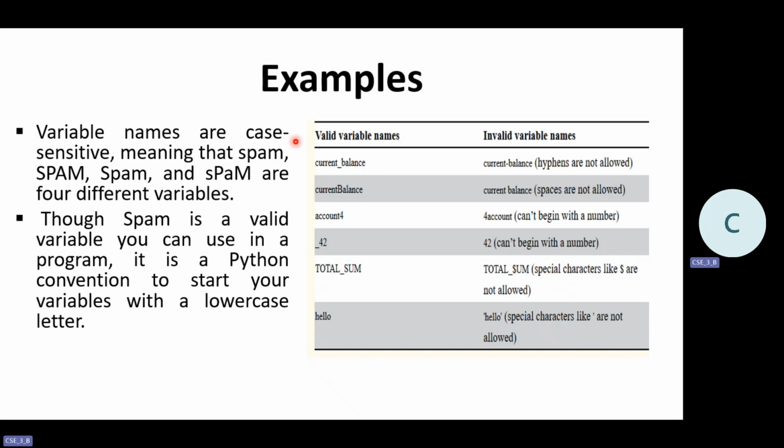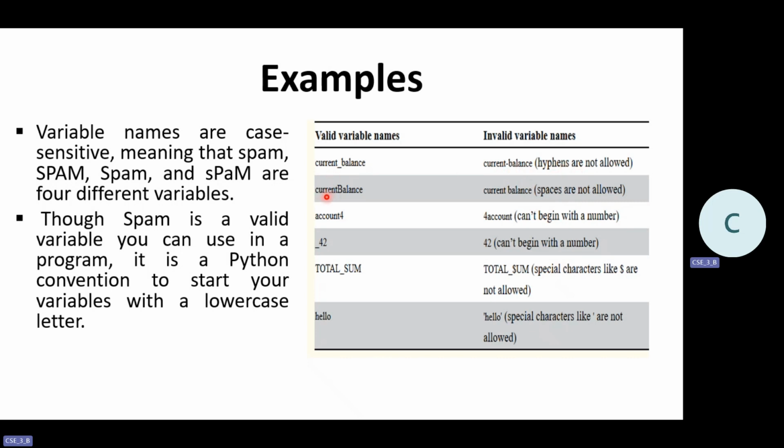So let us go through some examples. These are some of the valid variable names and invalid variable names. We can see here that current_balance, with an underscore, is a valid one because we can use the underscore, but we are not able to use the hyphen. So current-balance is not considered a valid variable name since hyphens are not allowed.